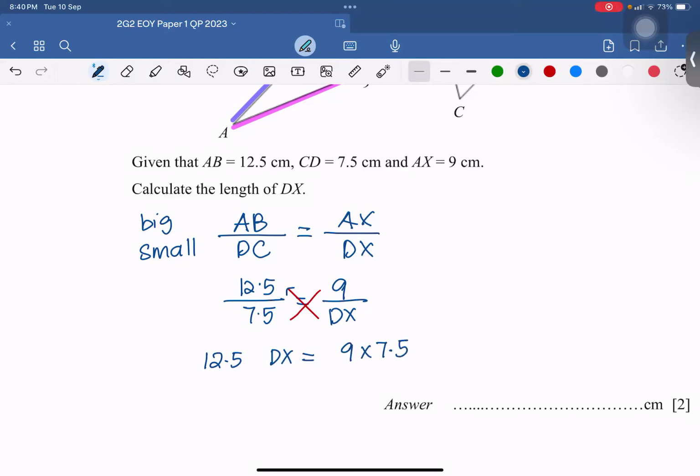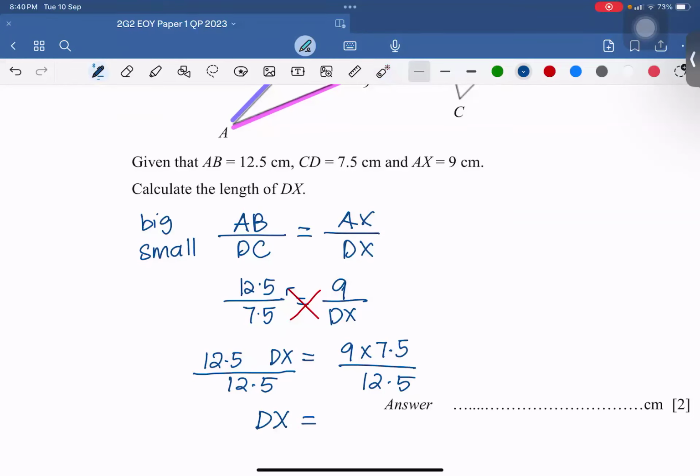Okay, now I don't want the 12.5. How to get rid of the 12.5? I'm going to divide by 12.5. Divide by 12.5. So my answer will be just dx equals to, then calculate the answer, please.